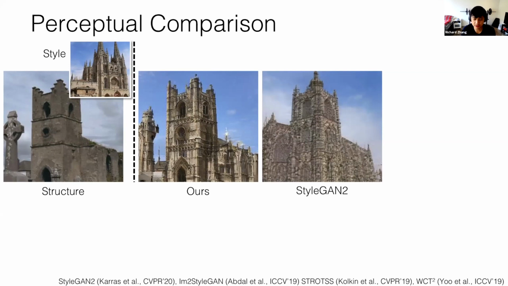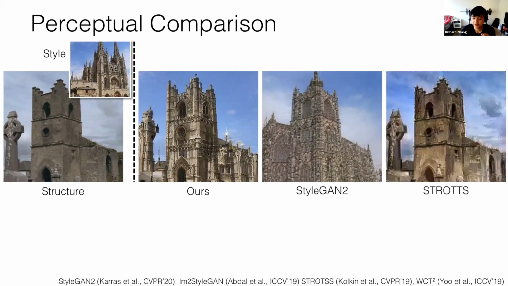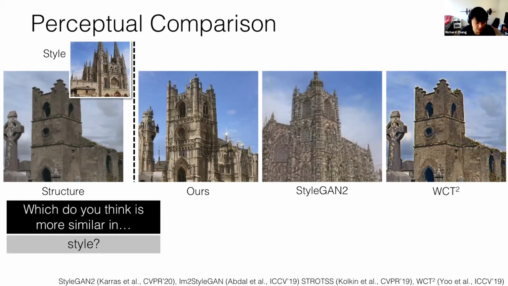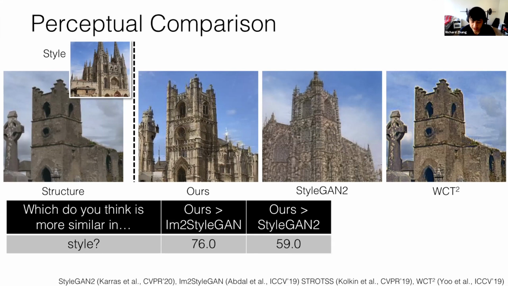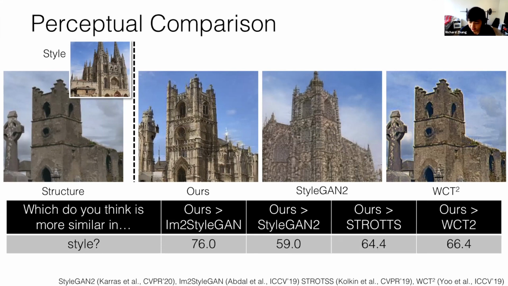And so that's why these results don't look as good as the mixing results you may see with randomly generated images. Okay, we can also compare to photorealistic stylization methods like STROTS and WCT2. We ran a Turk study that asked, which one do you think is more similar, ours or a baseline? And this was, of course, blind, and we randomized the order. So we asked them to choose left or right, where they don't know if ours is on the left or on the right. But in this study, our method is chosen more often than the generative models, as well as the photorealistic style transfer methods.